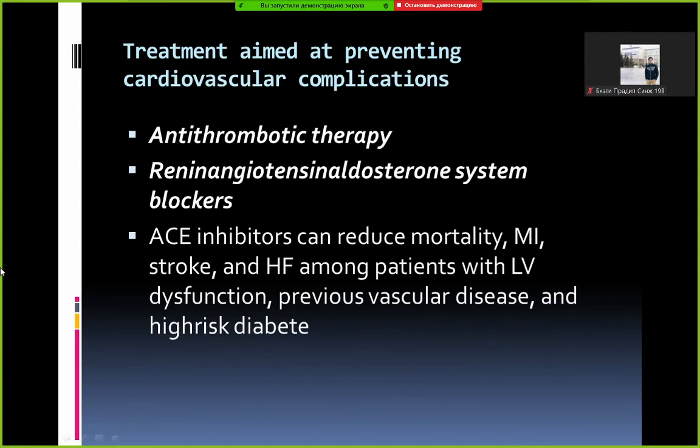The next principle of treatment of chronic coronary syndromes: treatment for prevention of cardiovascular complications. It includes applying antithrombotic therapy and renin-angiotensin-aldosterone system blockers. These drugs can reduce mortality, myocardial infarction, stroke, and heart failure among patients with left ventricle dysfunction, previous vascular disease, and high-risk diabetes mellitus.